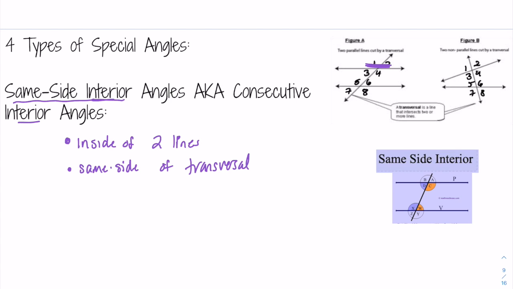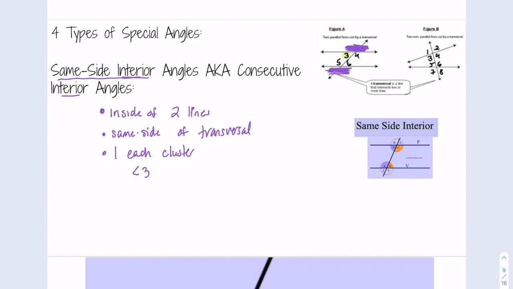So again, we're talking about interior angles, not 1, 2, not 7 and 8. So if I'm looking at angle 3, I need an angle from the bottom cluster of angles that is on the same side of the transversal, and that would be angle 5. So angle 3 and angle 5 are same side interior angles, and 4 and 6 are both on the inside of the lines. They're on the same side of the transversal, so they would be same side interior angles as well. Again, we could also call those consecutive interior angles.